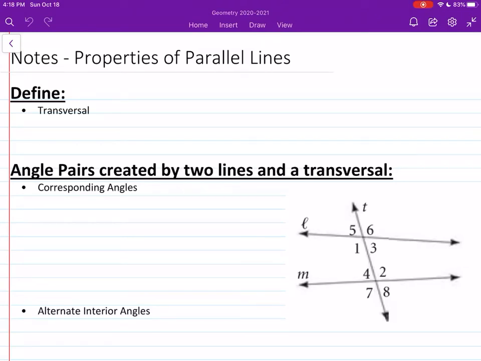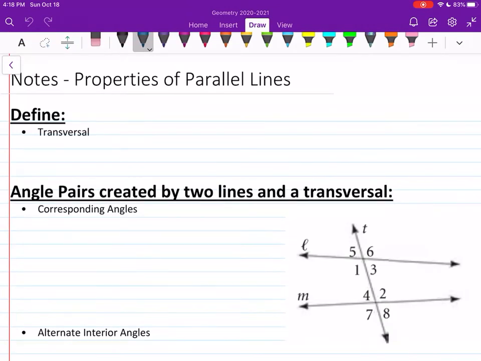Hello, for today's lesson we're going to talk about properties of parallel lines. But first we're going to talk about special angle pairs created by two lines and a transversal. So you might be wondering what a transversal is. A transversal is a line that intersects two other lines at two distinct points.